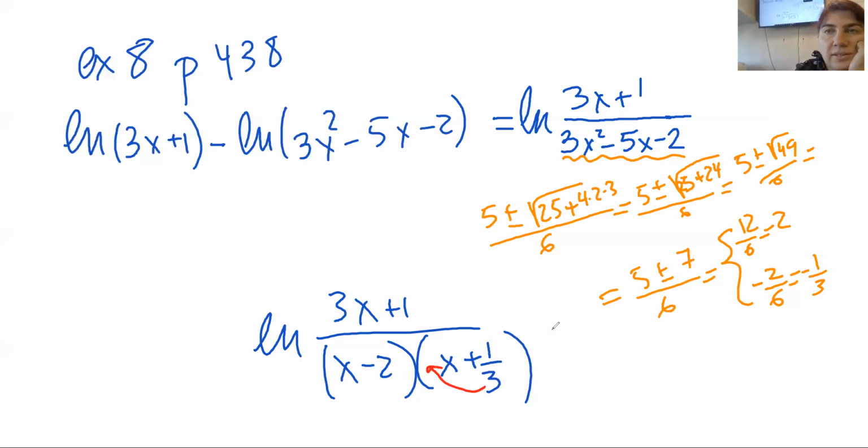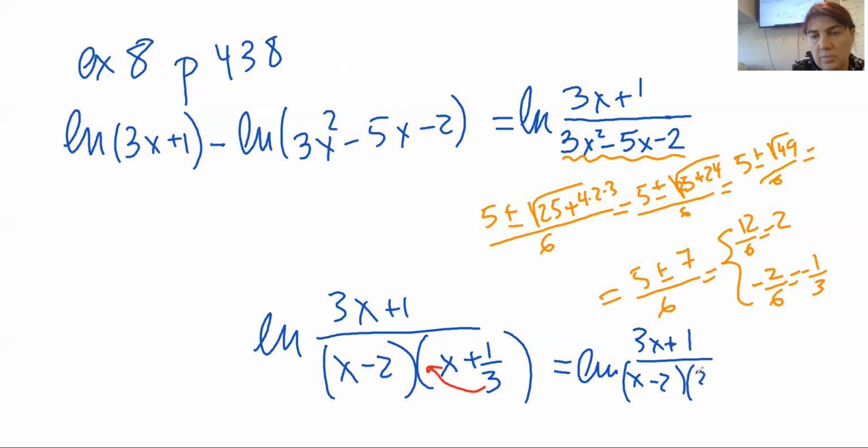Let's just write it here. This would equal logarithm of 3x plus 1 over x minus 2, 3x plus 1. So you see factoring even came here. Here we go. So the whole thing is logarithm of 1 over x minus 2. Yes, you can have those.